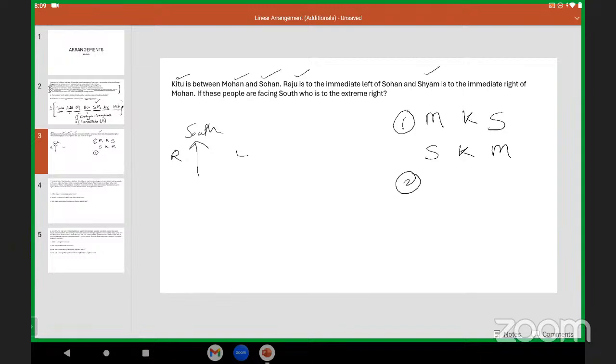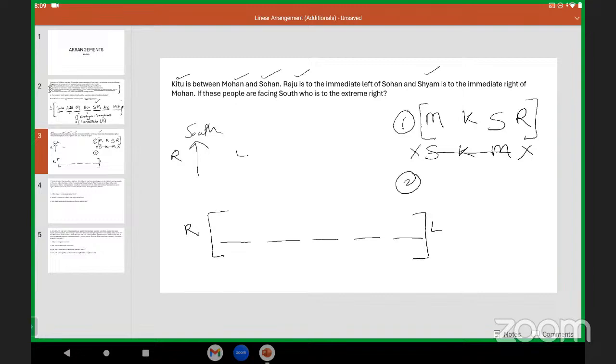Okay, so we have around five people. So one, two, three, four, five. This will be their right. This will be their left. So in the second condition, Raju is to the immediate left of Sohan, which means he will be over here. So this condition will get cancelled out.